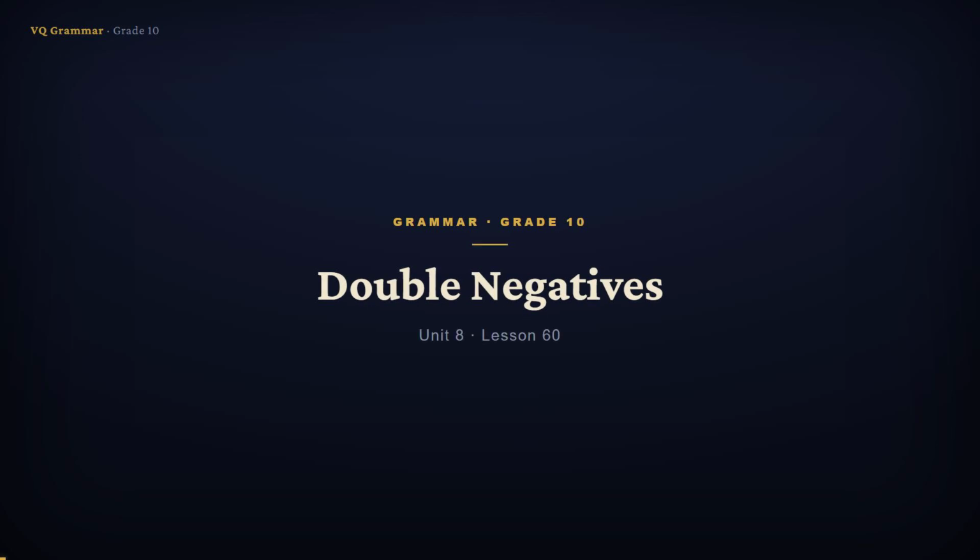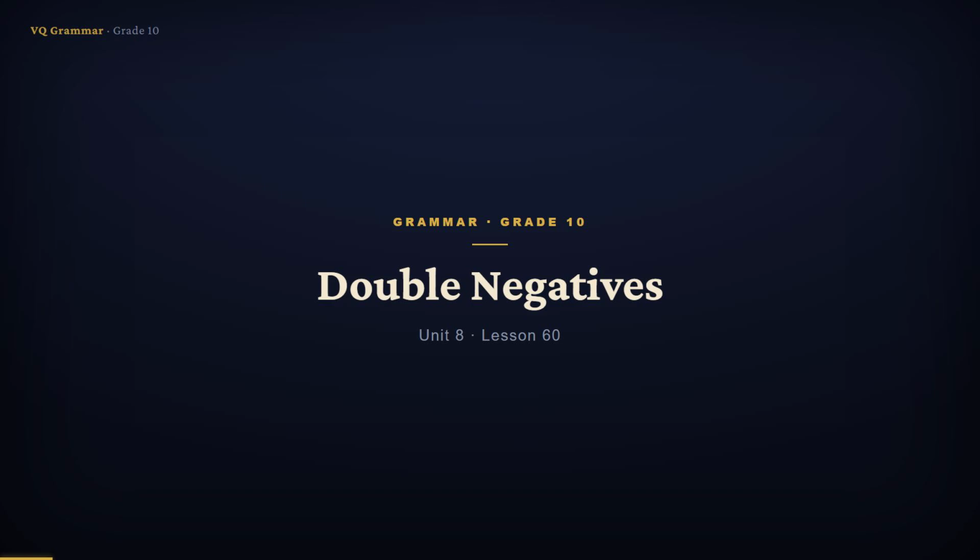This is Unit 8, Lesson 60, and today we're clearing up one of the most common slips in everyday English, the double negative. It sneaks into speech all the time, and it slips into writing more often than you'd think. The rule behind it is beautifully simple. One negative per clause is all you ever need. But there are three sneaky words that hide their negative meaning, and those are the ones that catch careful writers.